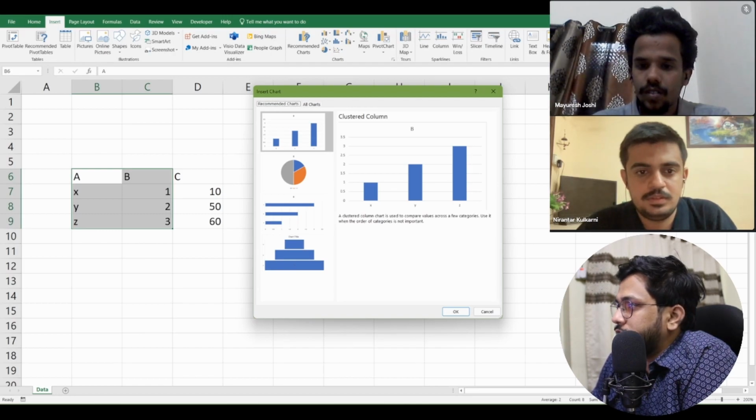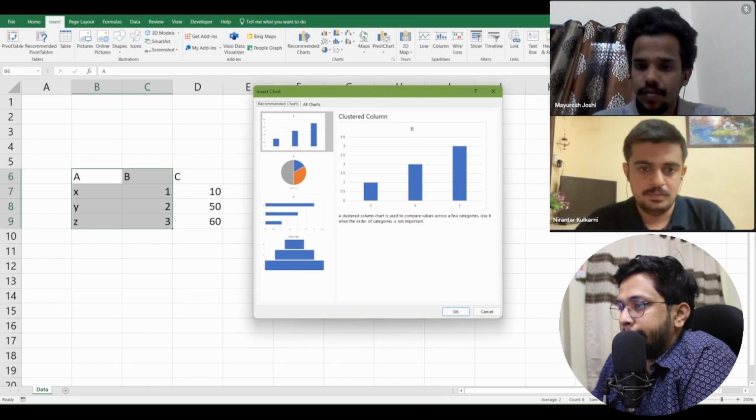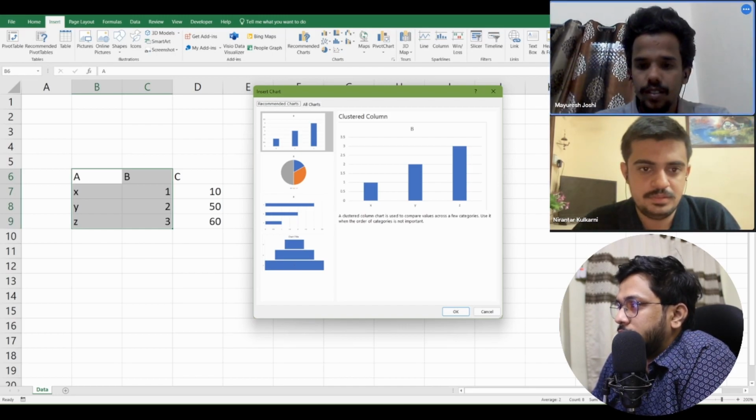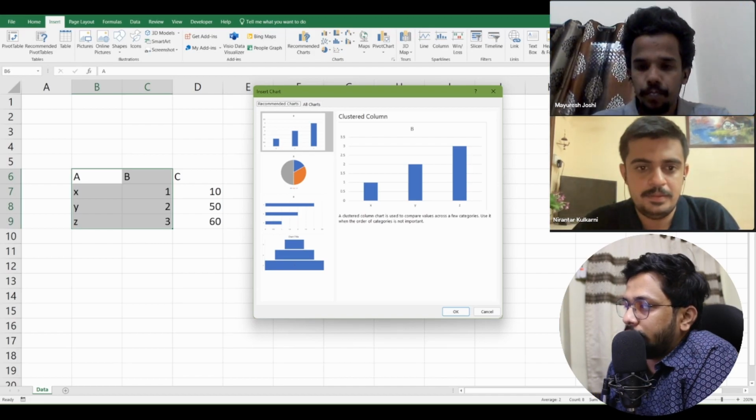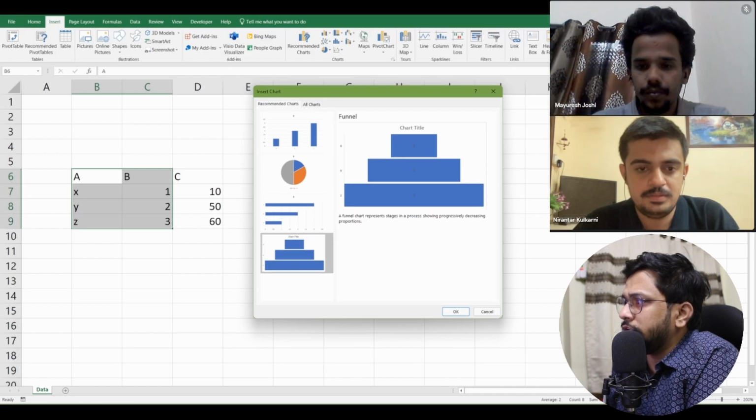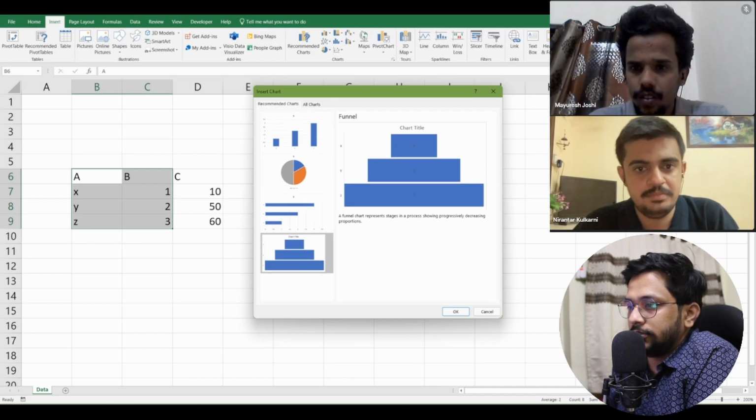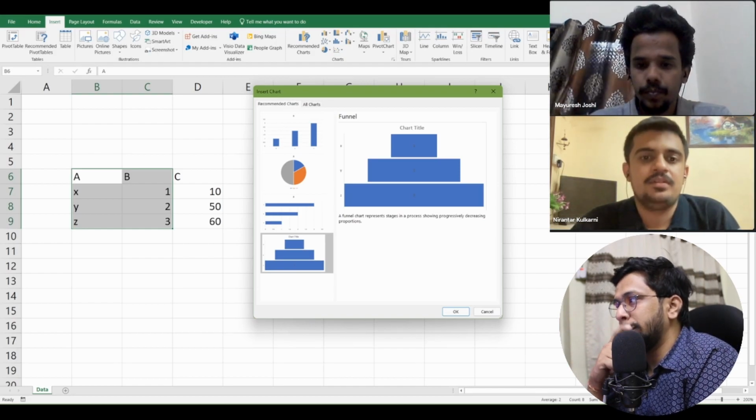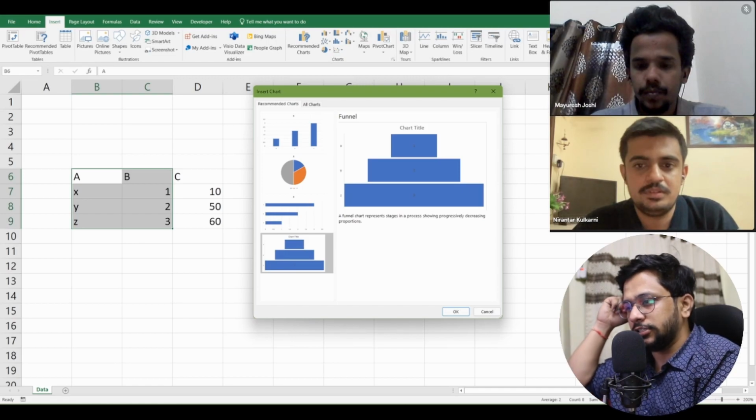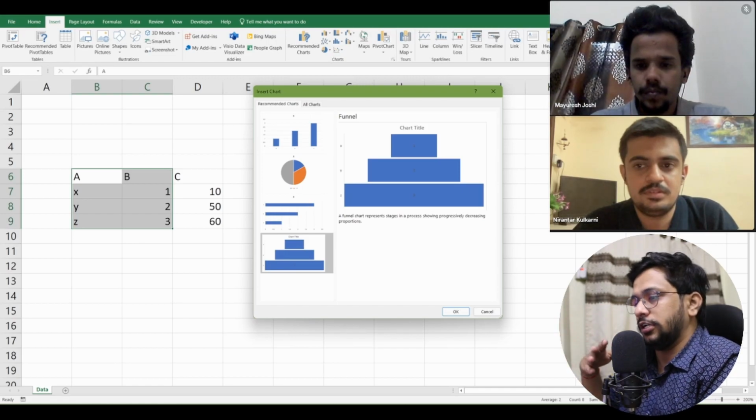The first one is a bar chart, right? The second one is a pie chart, and the third one is again a bar chart. And what is this? Do you guys have any idea about this one? No. Okay, so this is a funnel chart. Why funnel charts are used is something we will discuss later down the line.